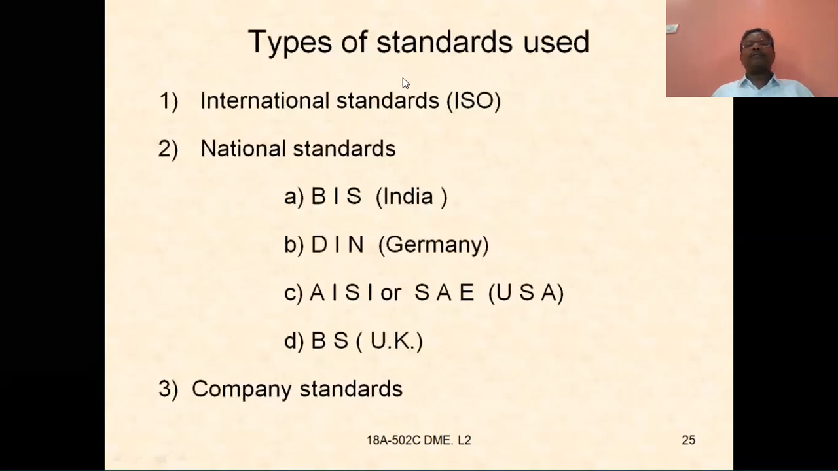Let us see the types of standards used: international standards, ISO, and national standards, BIS, DIN, SAE, AISI, and BS. Different countries use different standards based on international standards also. That means they have to meet, more or less, international standards, and the company standards itself. So these company standards also should meet national as well as international standards, right?